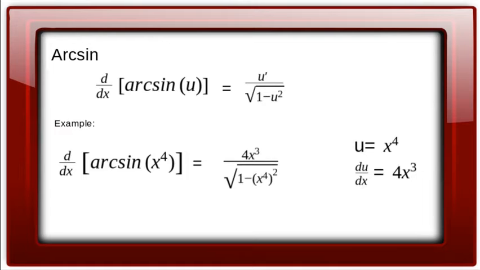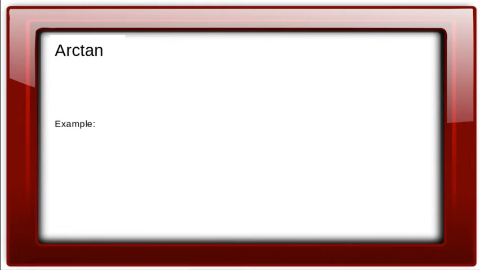Plug that into the formula, you have 4x to the third over the square root of 1 minus x to the fourth to the second, which is going to give you 4x to the third over the square root of 1 minus x to the eighth. And on the flip side, you have ArcTan, which the derivative of ArcTan of u is going to equal u prime over 1 plus u squared.